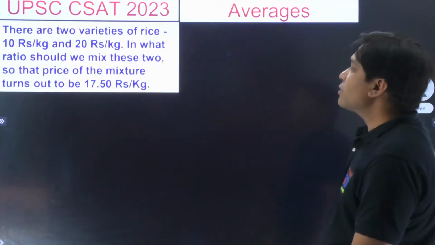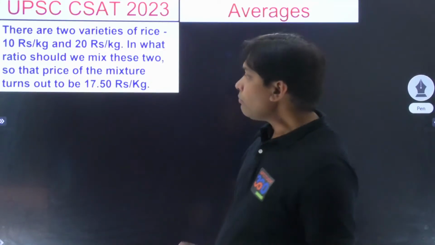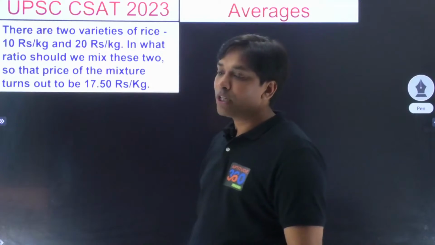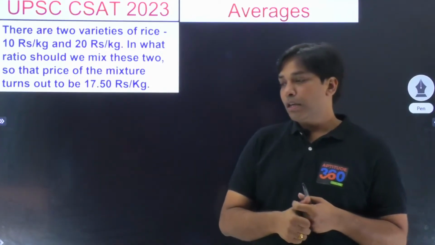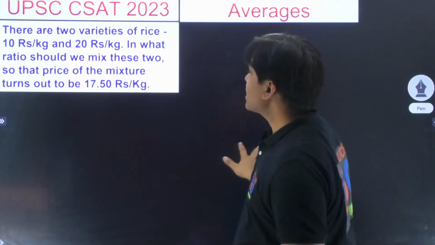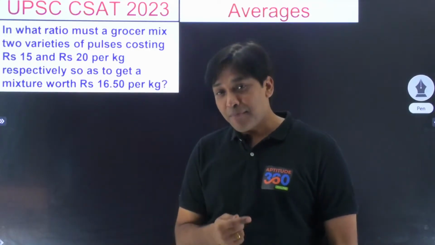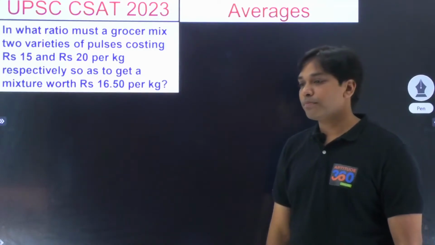There are two varieties of rice, 10 rupees per kilogram and 20 rupees per kilogram. What ratio? So we have done this. What is the ratio, everybody? 1:3. Vishal, Muskan. So everybody is understanding this thing? Now, since you are understanding this thing, let us move ahead and try to simplify this problem by using the same method. And you should not be taking more than 10 seconds to solve this problem.